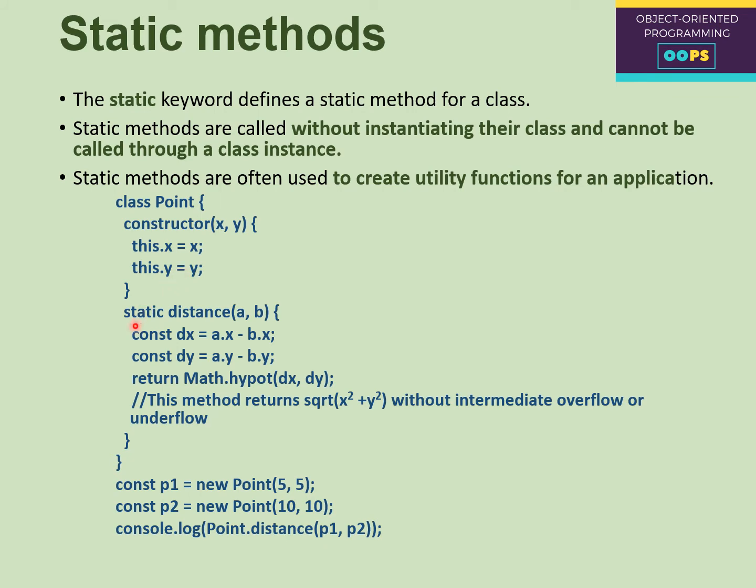Then after the constructor function, a static distance function is defined with arguments a and b. Two arguments are there. The name of the static function is distance. Then inside that, constant dx is equal to a dot x minus b dot x. Constant dy is equal to a dot y minus b dot y. So here constant dx and constant dy mean these are constant values. So what happens is it will take a dot x minus b dot x.